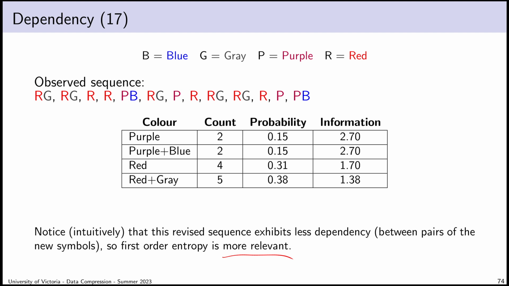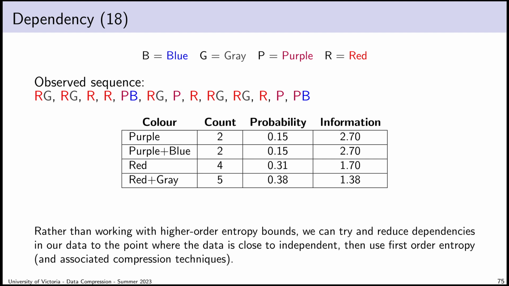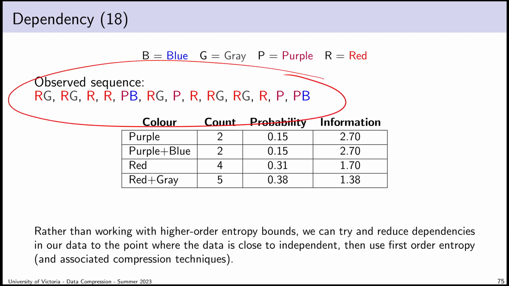This new sequence has less dependency, even if it still has some, so first order entropy is more relevant. As I said, maybe we can't even discover all the patterns, but the more patterns we discover and remove, the more independent we make each symbol from the remainder of symbols, the more likely that entropy coding techniques will actually be optimal, will produce optimal compression. And so rather than worrying about higher order entropy, we will just apply entropy coding to sequences that we've already worked on with other techniques that hopefully eliminate patterns in the data, remove dependencies.